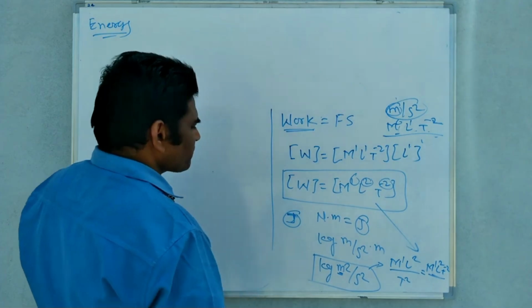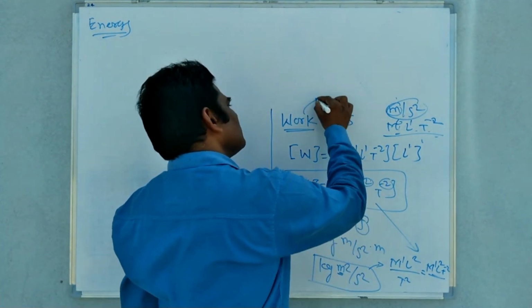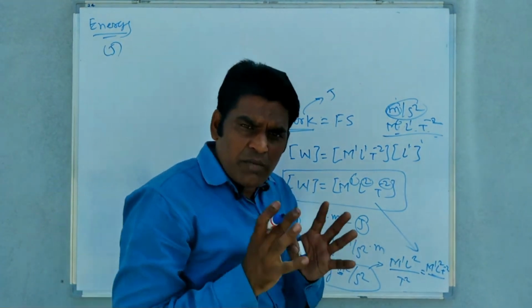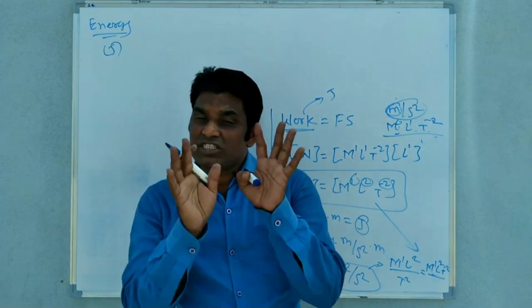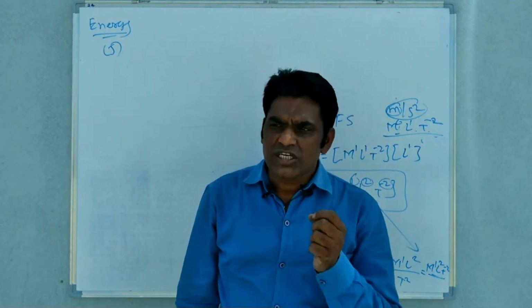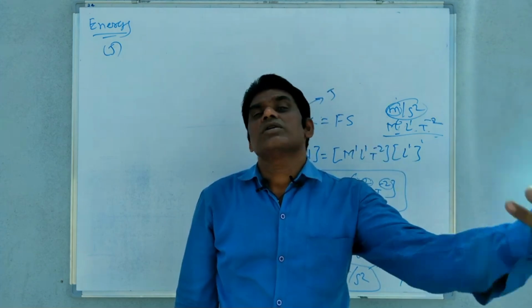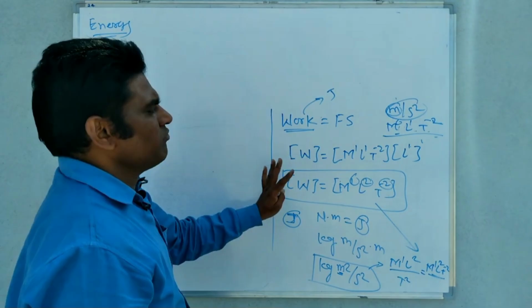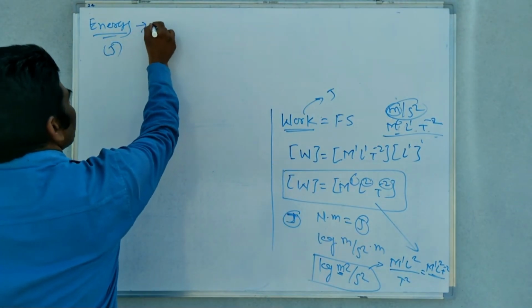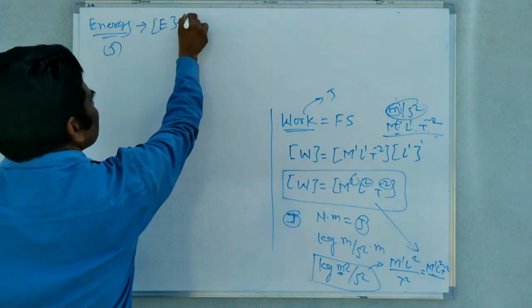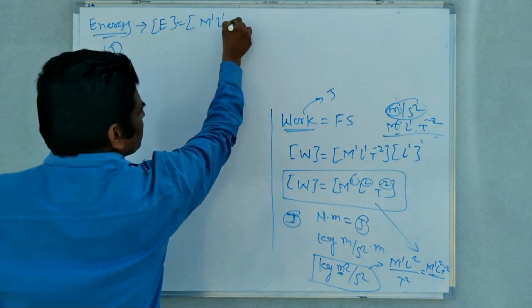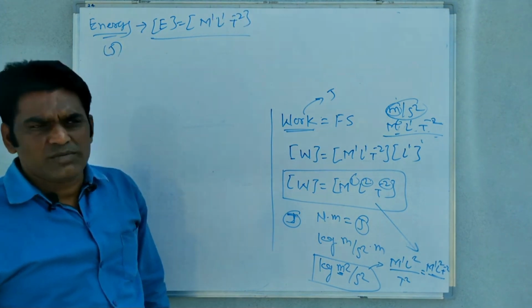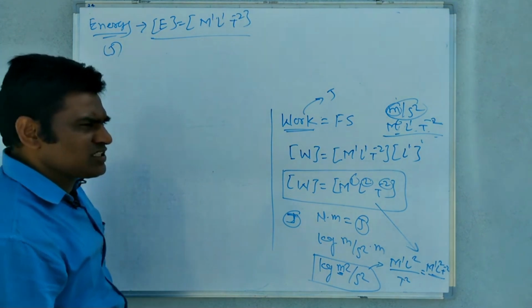Okay. See, the unit of work is joule and the unit of energy is also joule. So remember, physical quantities which have the same unit will have the same dimensions. So joule. So the dimensions of energy will be the same as that of work: M1 L2 T to the power minus 2. Okay. This is also force into displacement. Or for other types of energy, other formulas are there.